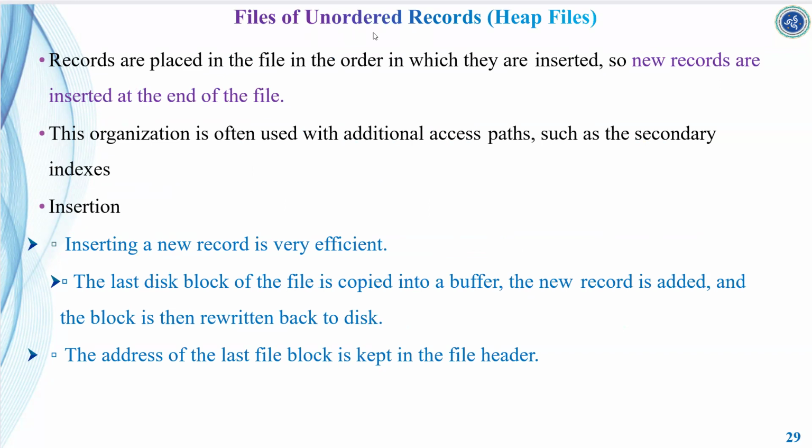Next are files of unordered records, that is, heap files. The records are placed in the file in the order in which they are inserted, so new records are inserted at the end of the file. This organization is often used with additional access paths such as secondary indexes. How is the insertion done? Inserting a new record is very efficient. The last disk block of the file is copied into a buffer, the new record is added, and the block is then rewritten back to the disk. The address of the last file block is kept in the file header.